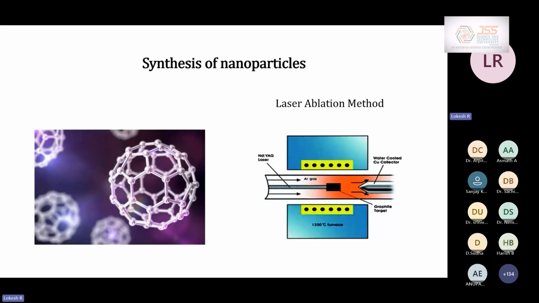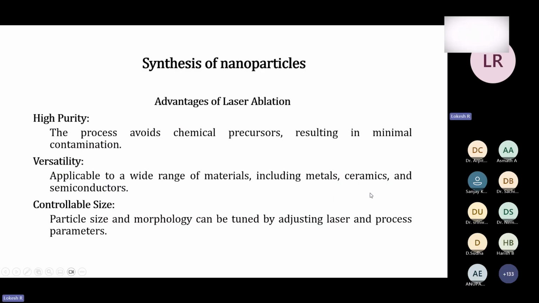The setup includes a laser source, a target material, a chamber, and the nanoparticle collector. The target material, for example, might be graphite or any metal. It is placed in the chamber and the beam of laser is focused on it. Due to the energy of the laser, the material heats and vaporizes. The plasma is formed, and next this is cooled using a coolant to condense the nanoparticles. The advantages of this laser ablation method are high purity, adaptability to a wide range of materials, and size can be controlled.